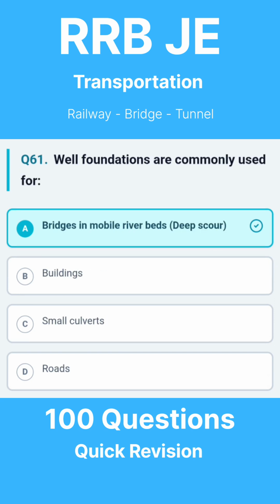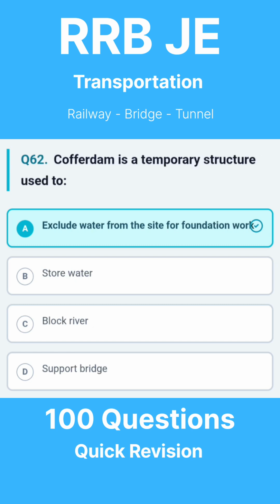Question 61. Well foundations are commonly used for? The correct answer is bridges in mobile riverbeds, deep scour. Question 62. Cofferdam is a temporary structure used to? The correct answer is exclude water from the site for foundation work.